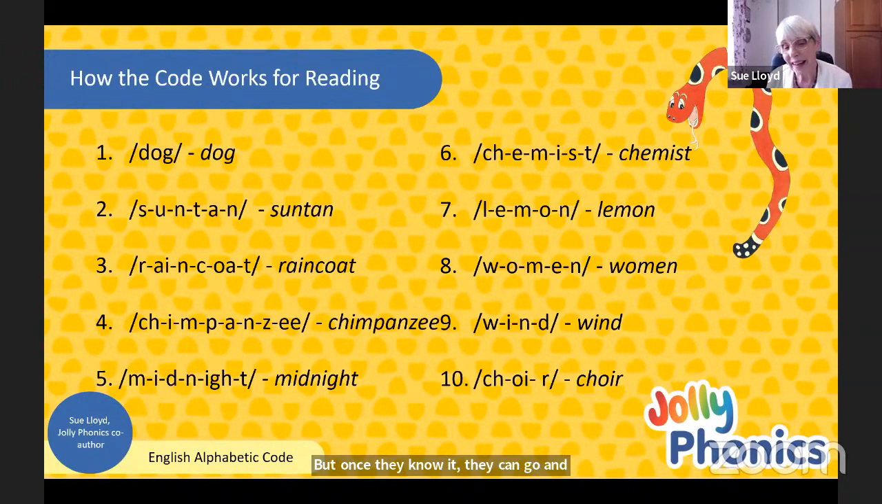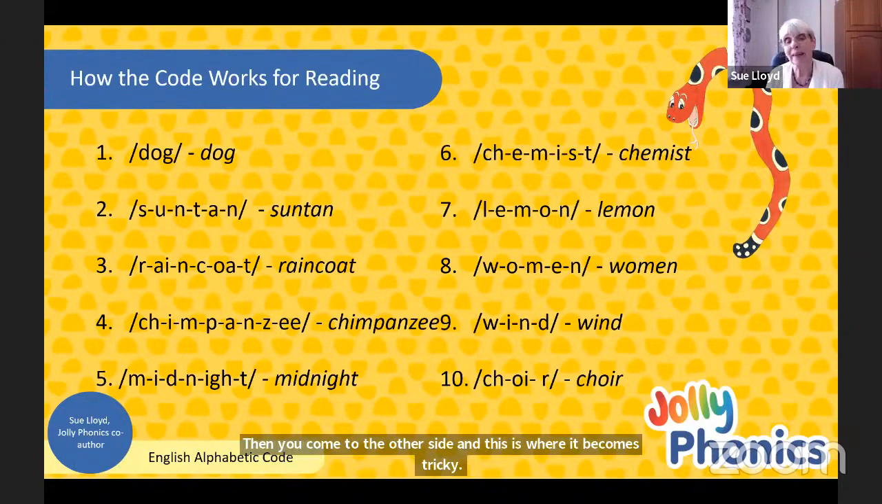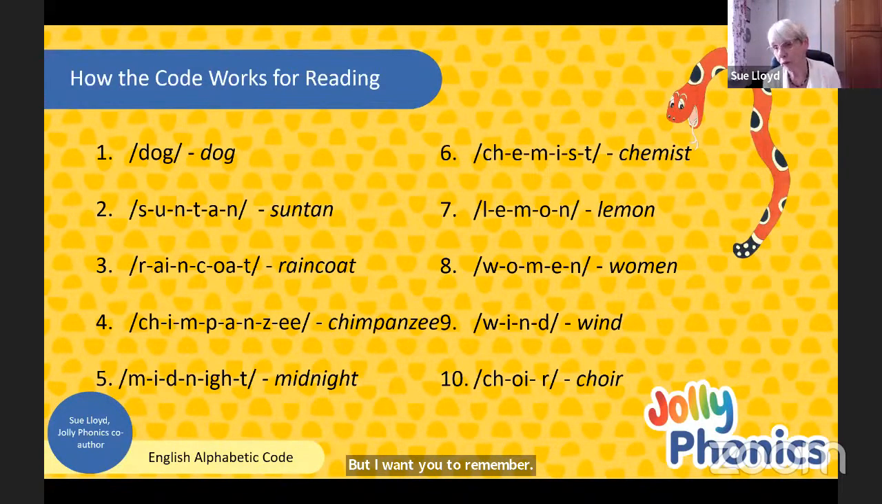Then you come to the other side, and this is where it becomes tricky. But I want you to remember that there are more straightforward words than there are the awkward ones. But if you have the words in your English vocabulary, it is easier to make these leaps. But here you've got chemist, but the children won't know whether it's going to be a ch or a k or even a sh. So they've got to try them all, you know, ch-em-ist, chemist, k-em-ist, chemist. It's like Christmas, you know, that Greek influence.